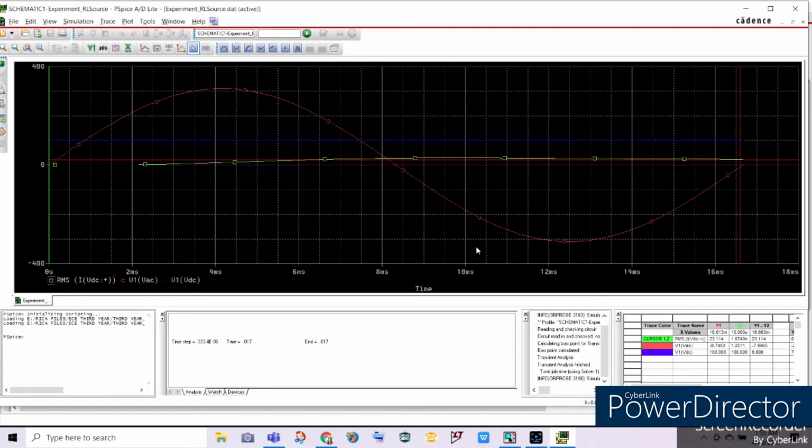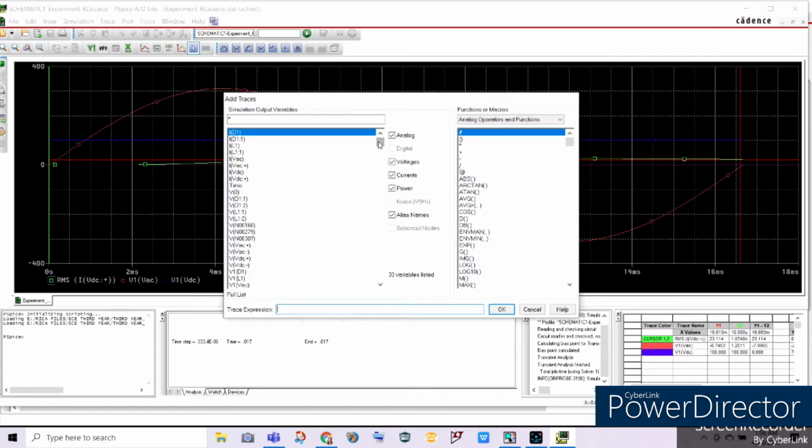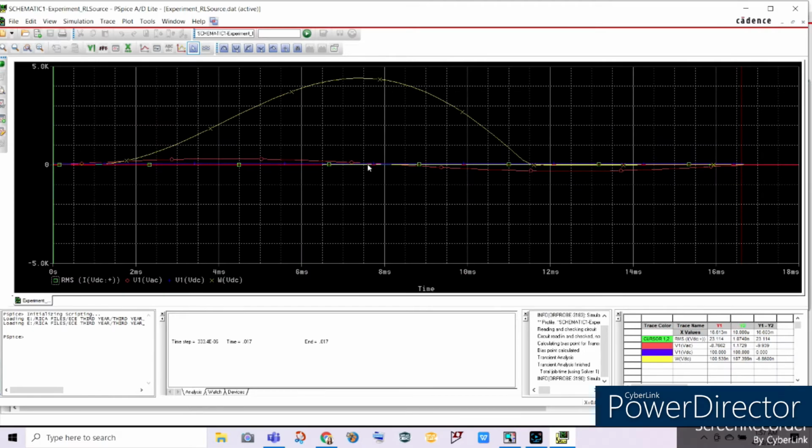That's the role of the inductor as our load, together with our DC voltage source load. Now let's add the power across our DC voltage source. So let's find here power, and then click OK. As you can see, the yellow waveform is the power across our voltage DC source, with a peak value of 4.403 kilowatts and an average value of 37.197 watts.